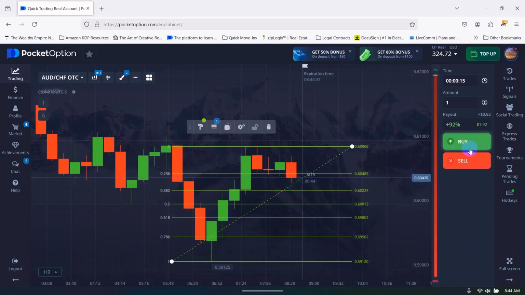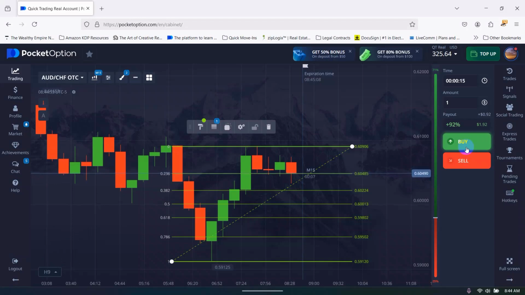So what we're going to do is wait for the push down and then see about taking the ride back up. Push down. Let's see if we can take that. And we took that for 15 seconds. So let's see if it's a good one. So it was a good one.